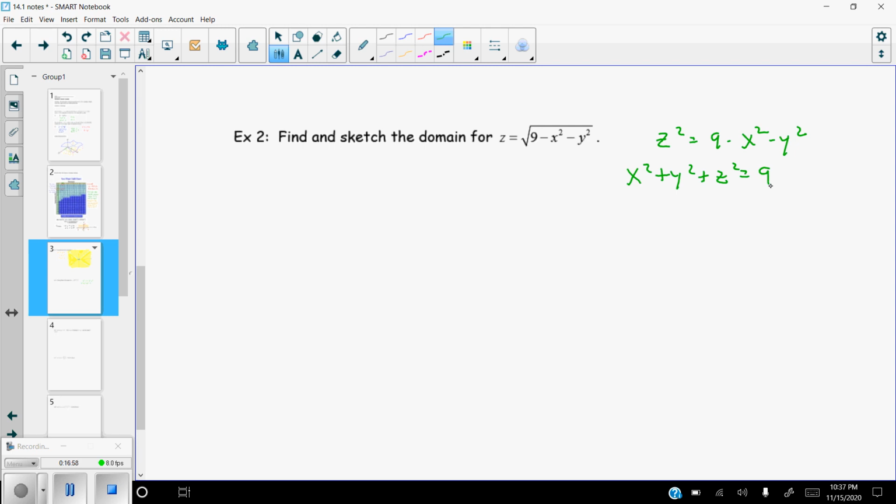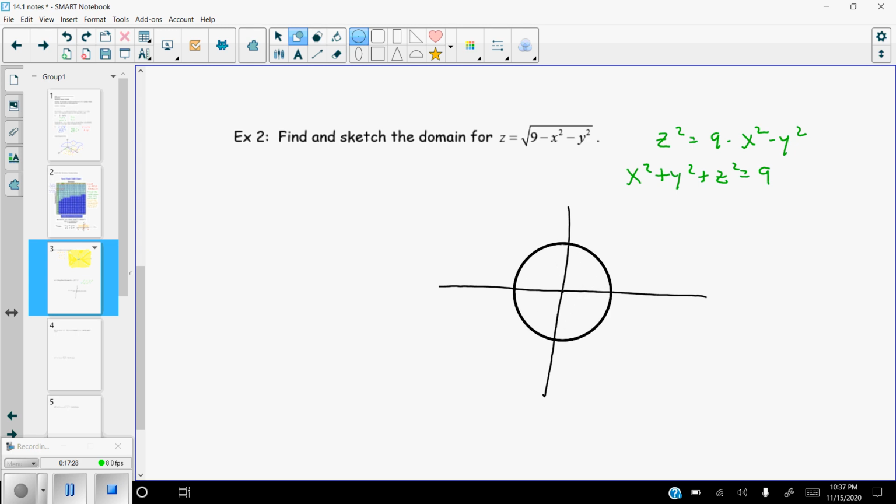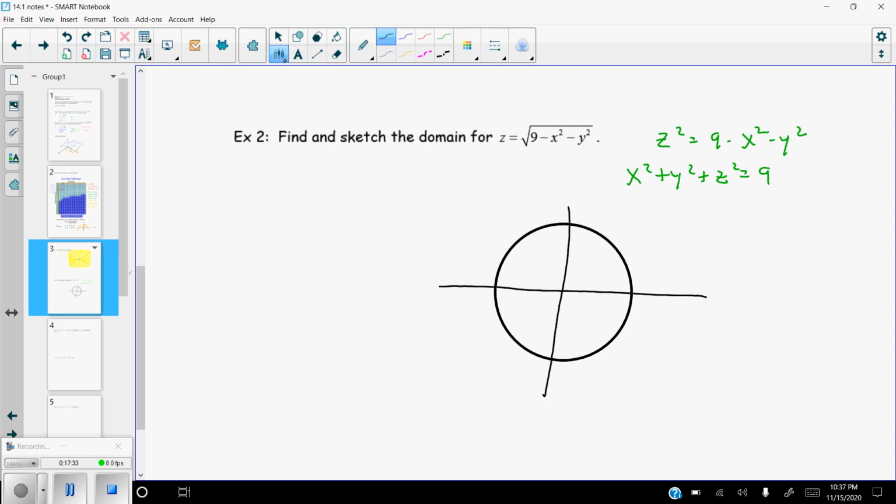Remember that the domain is the projection of that sphere down into the xy plane. So what we're talking about is a circle. It looks like the biggest possible radius would be 3. So let me see if I can cheat a little bit there too. Can I draw a circle? I can draw a circle. I like that. Oh, look at that. A nice circle. It's got a radius of 3. How about that?